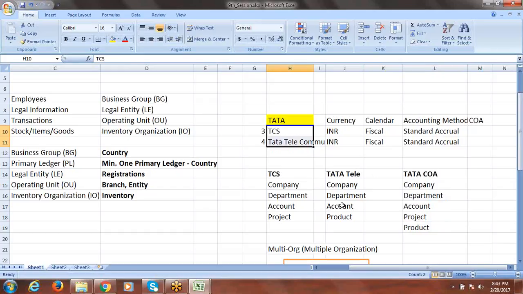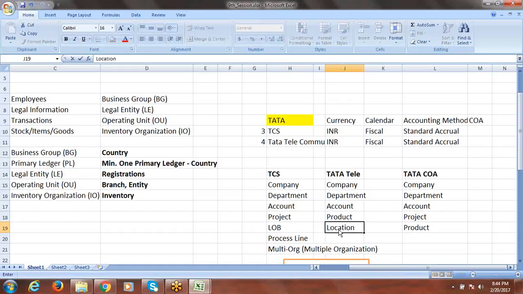But if you see the business requirement, TCS needs a few more segments. Say LOB, line of business, they need, and they need something like process line. And telecommunications needs something like location, and they want to capture some brand. I'm just taking some random examples, and so on.